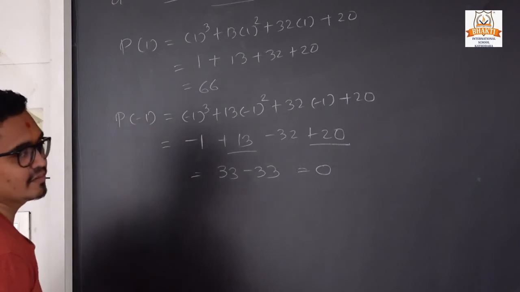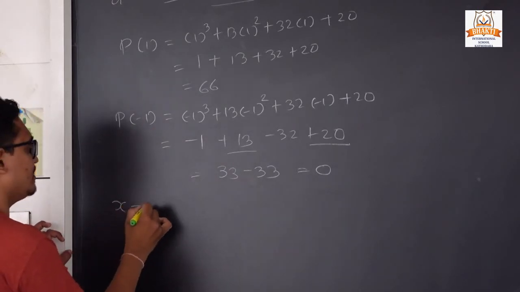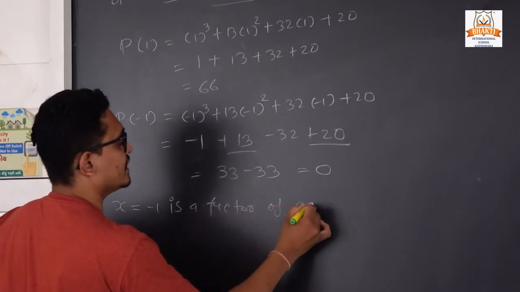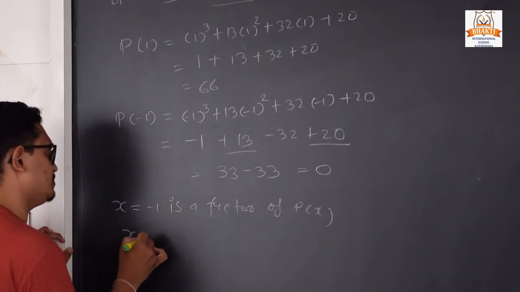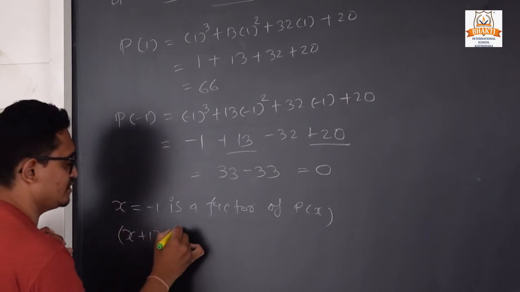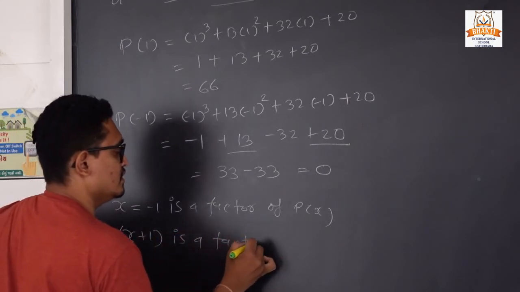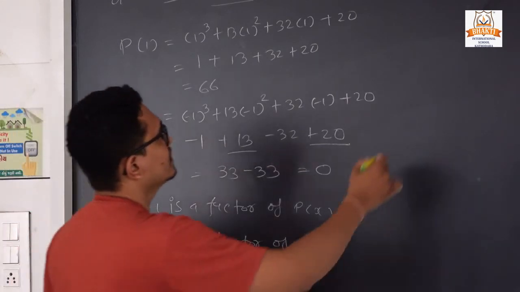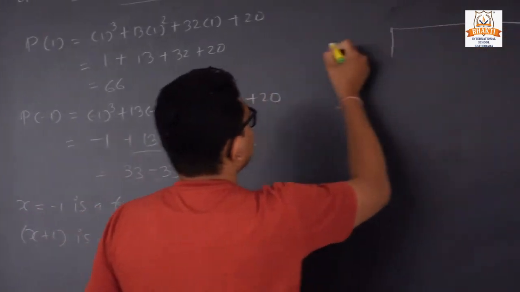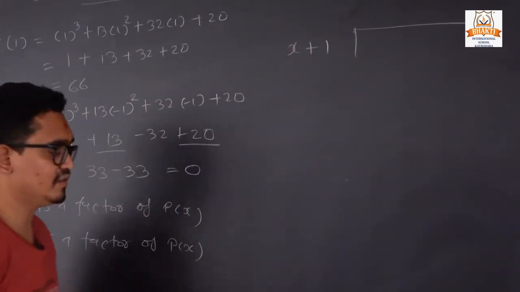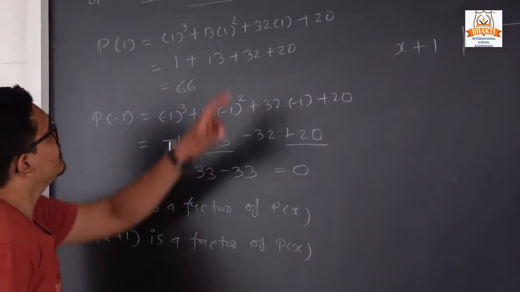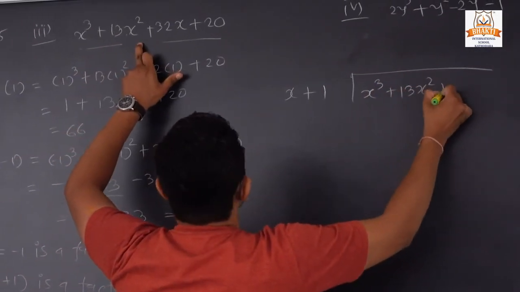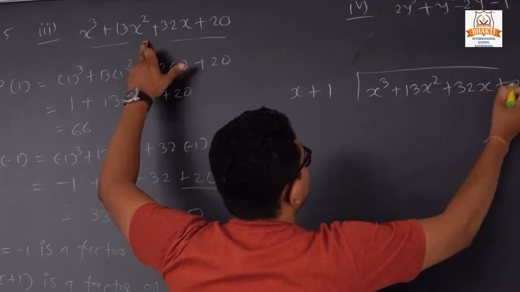So it means x equals minus 1 is a factor of p(x). Also we can write it as x plus 1, because if it goes to the other side, it becomes a plus term. Now we will use our polynomial division. So here we can write x plus 1. First factor we have is x plus 1, dividing x cube plus 13x square plus 32x plus 20.